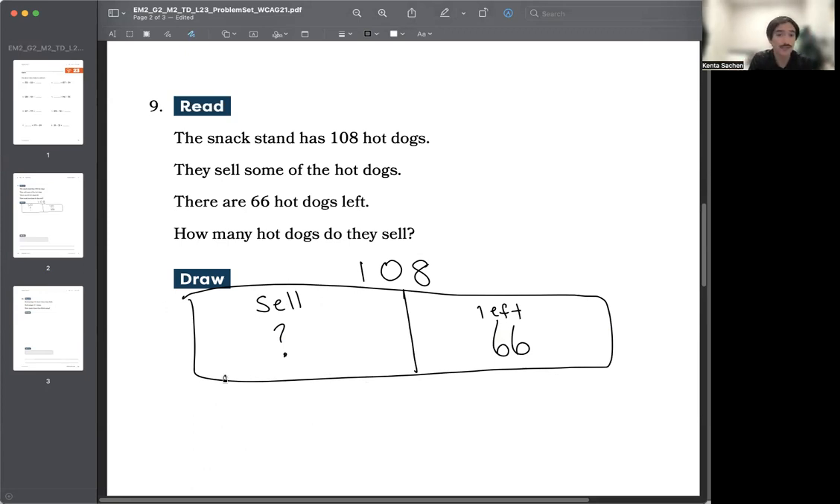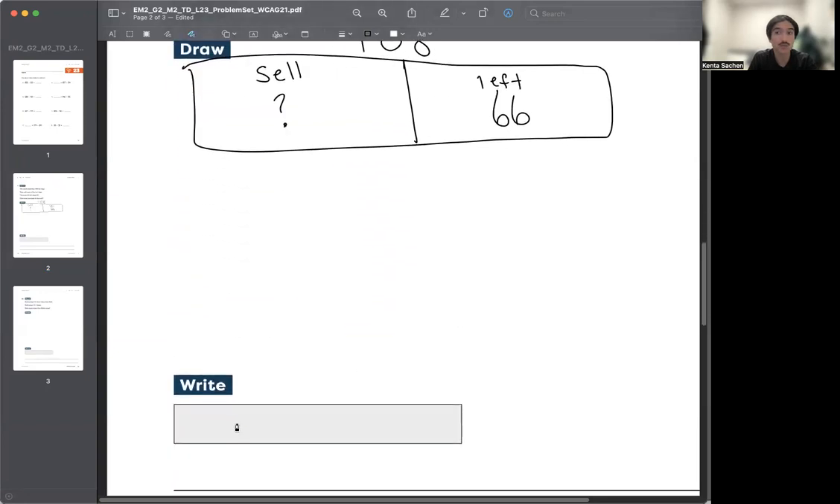So to find out this unknown part of the rectangle, we need to subtract 66 from 108. So the problem we need to solve is 108 minus 66 equals, and we don't know that yet. So here's when that math comes in that we started yesterday, right? 108 minus 66. Now there's no place value charts here for us, but that's okay because we can make them.